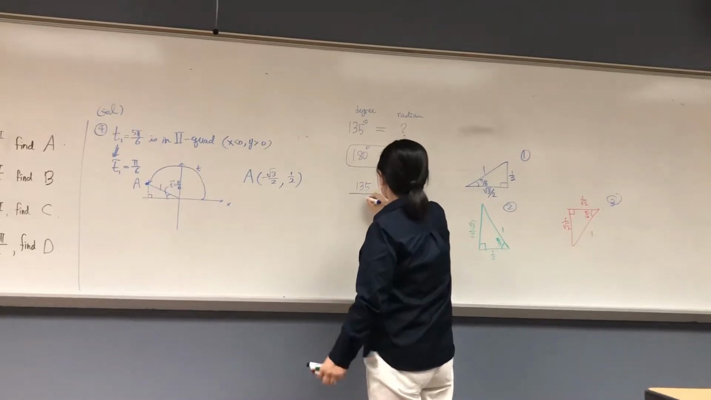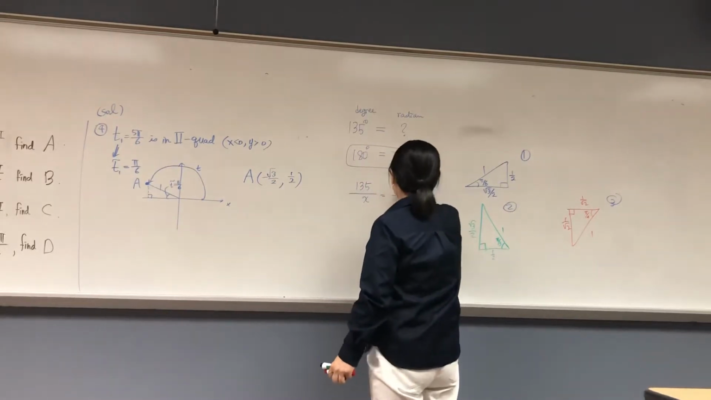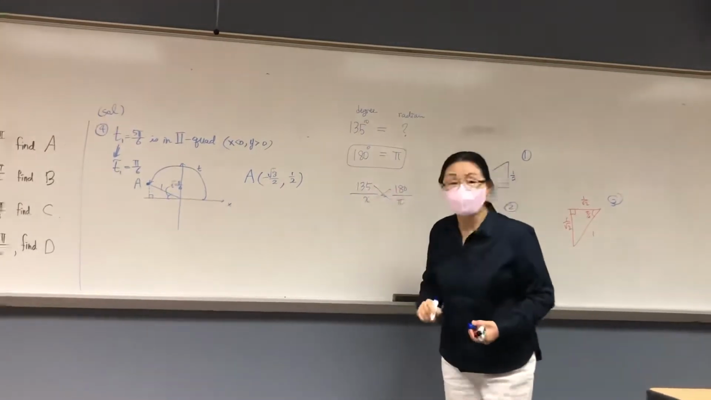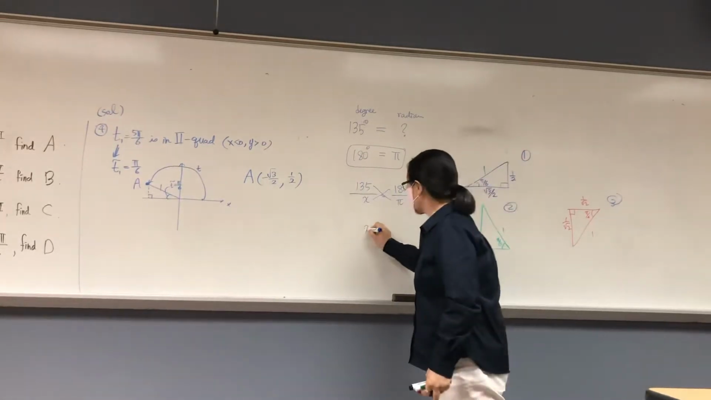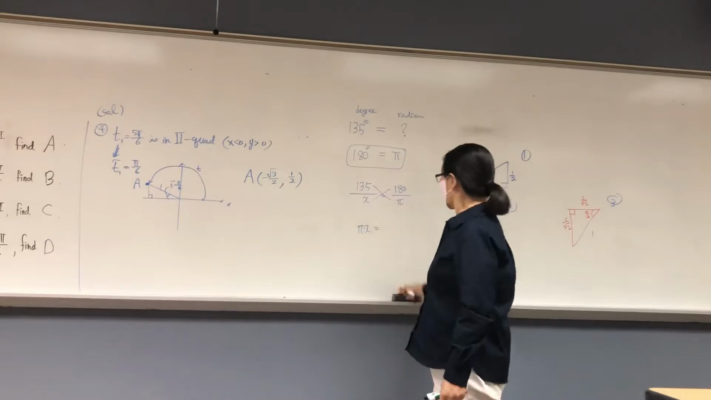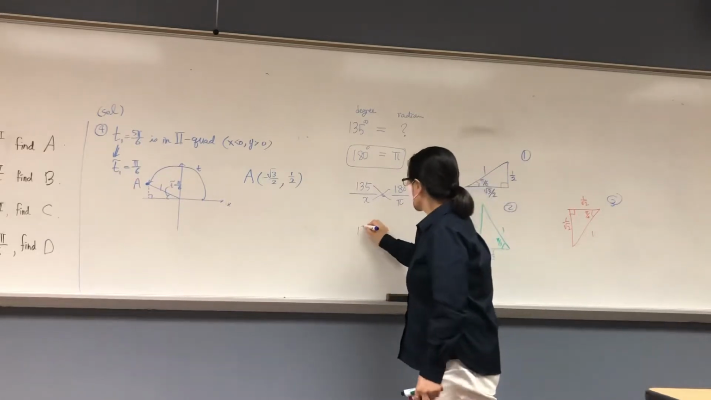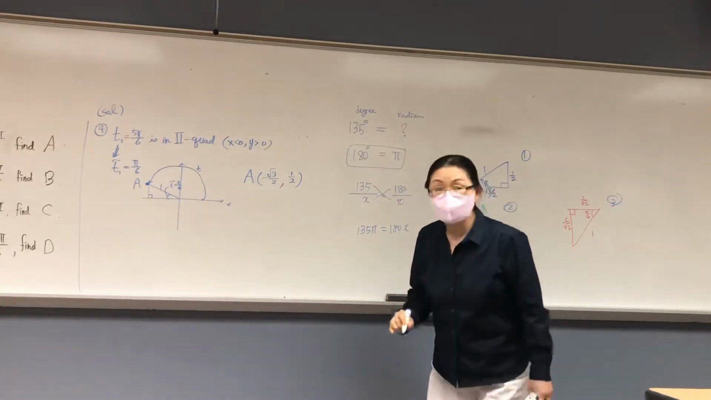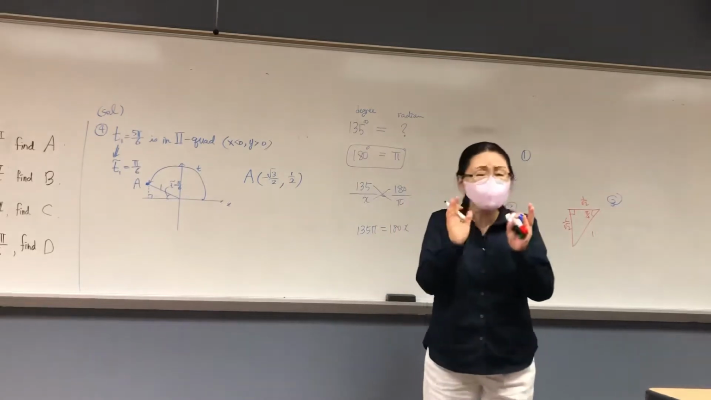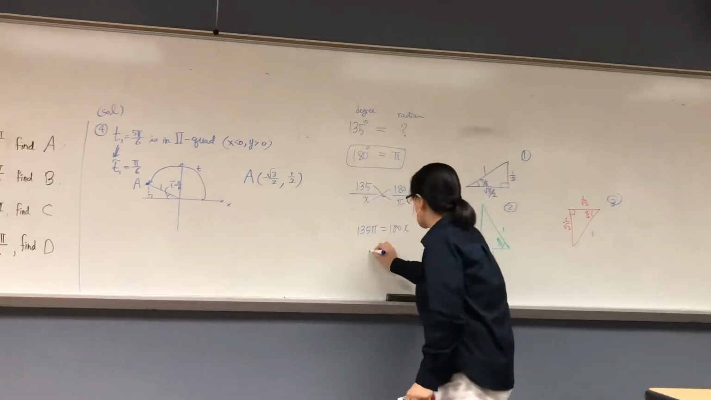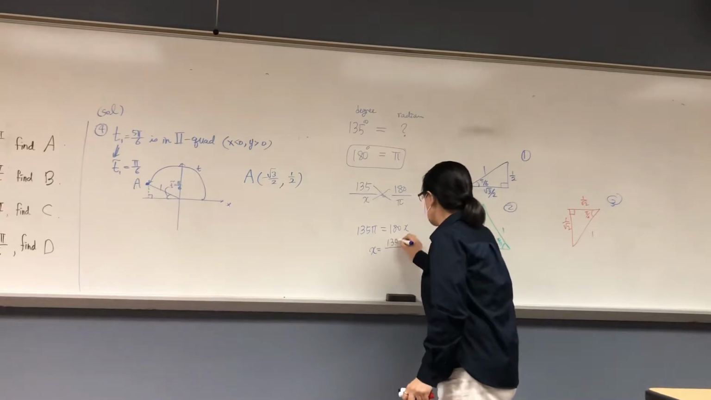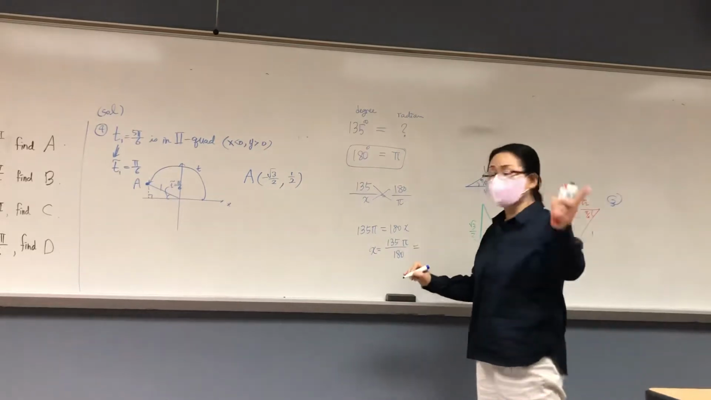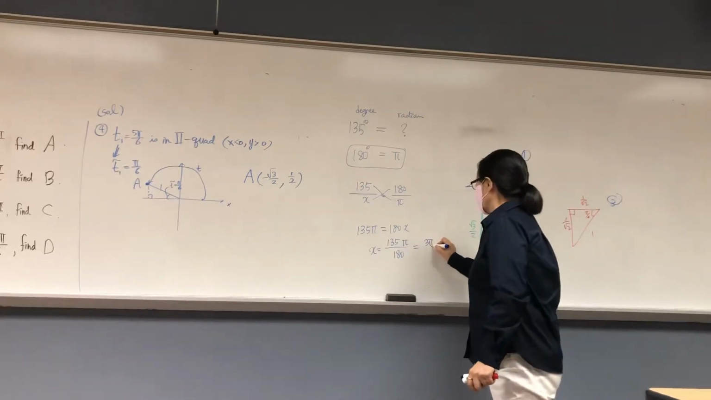So to figure this out, what do we need to do? 135 over x, let's say this is x, equals 180 over pi. Am I right? How do you find x? Cross multiplication. 135 pi equals 180x. X is 135 pi over 180, and simplify it by 45. Yes?